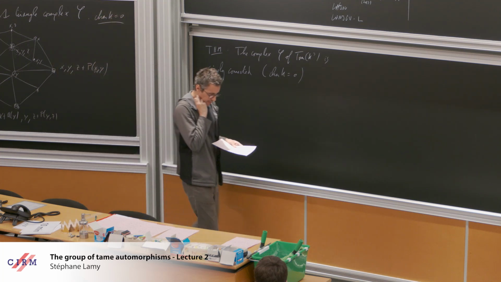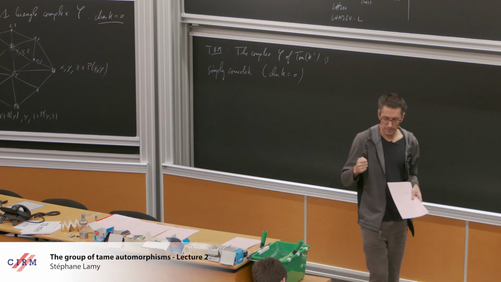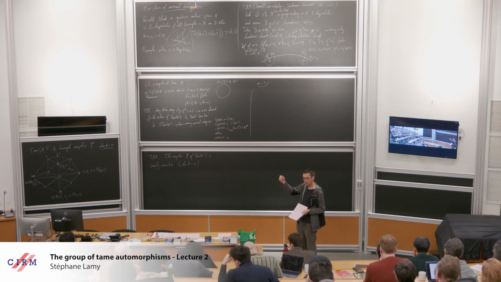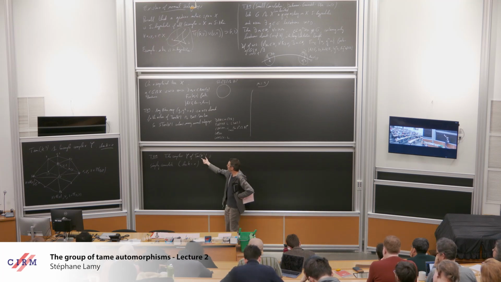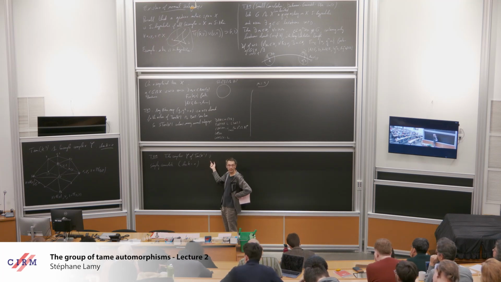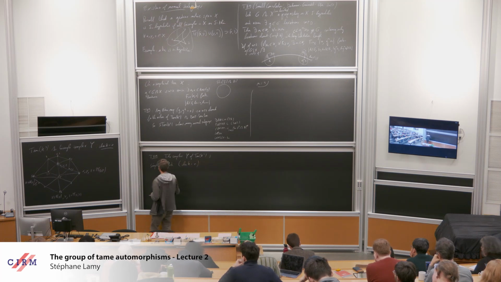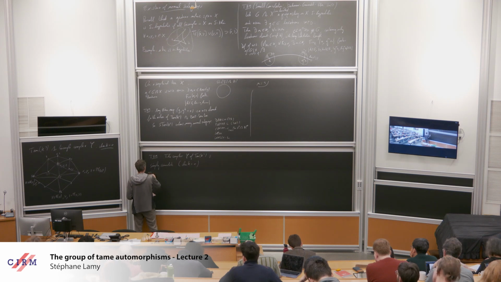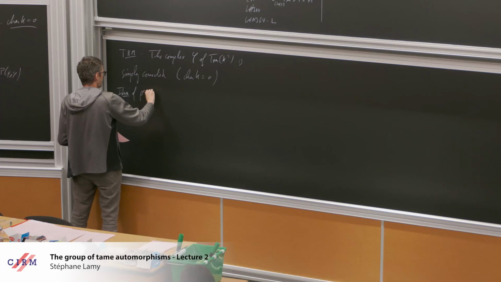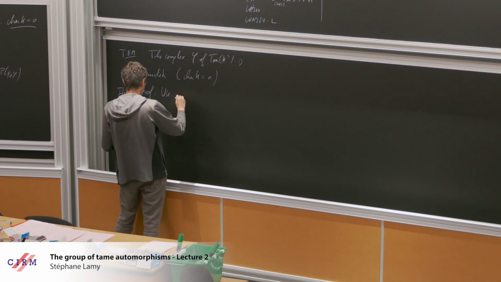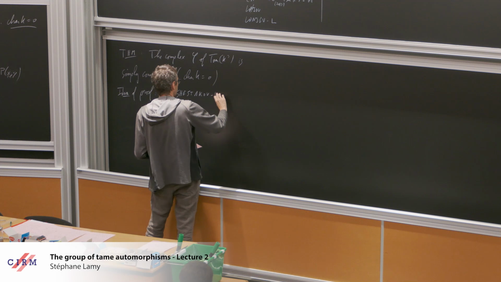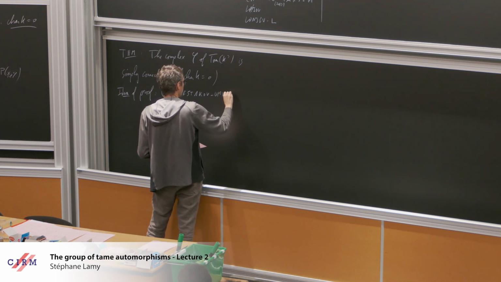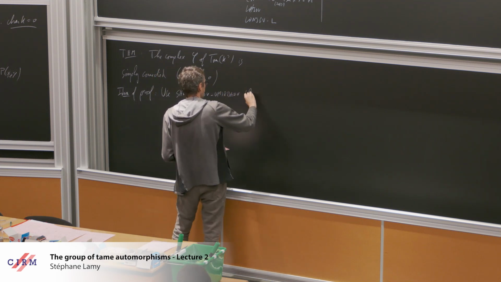Why do I need this assumption? It's because it's just a reformulation of the result I mentioned this morning of Chestakov and Mebaev, who proved that Tame K3 is not the full automorphism group. In fact, it's really their proof I use to prove that it's simply connected. So just a one-line idea of proof. Use Chestakov, Mebaev theory of reduction.